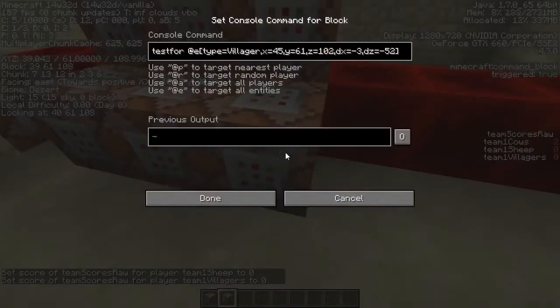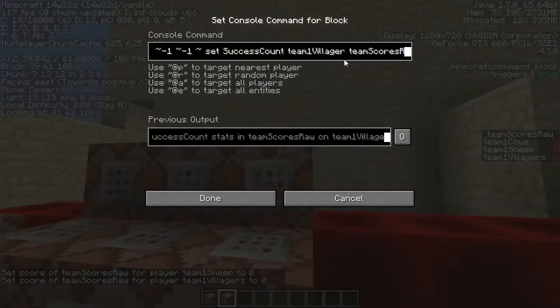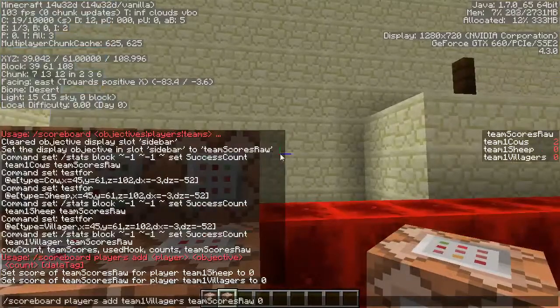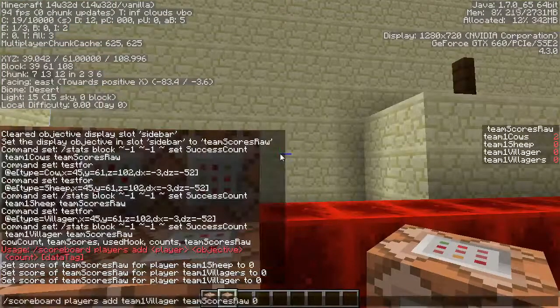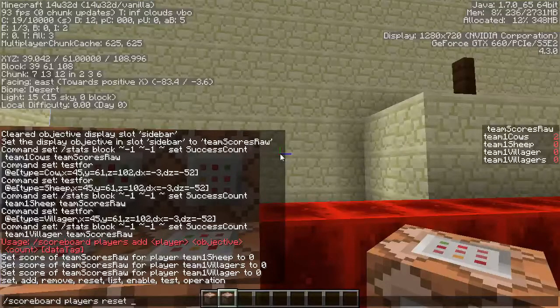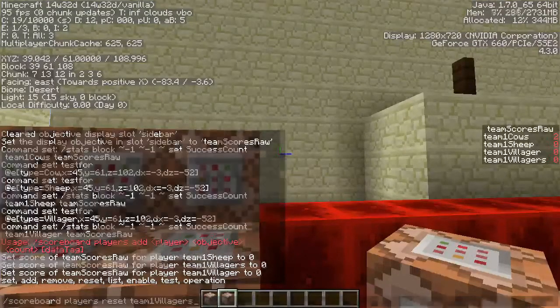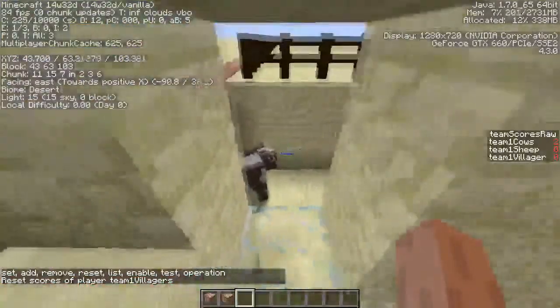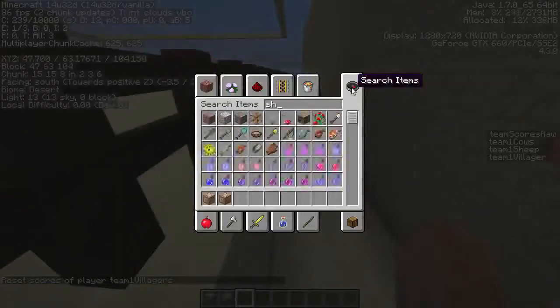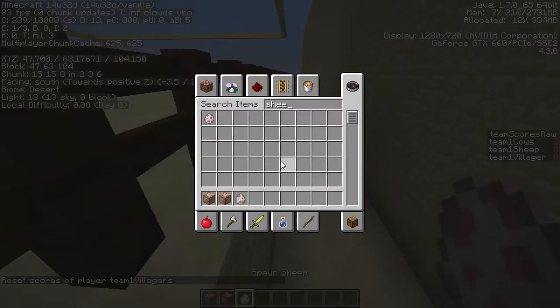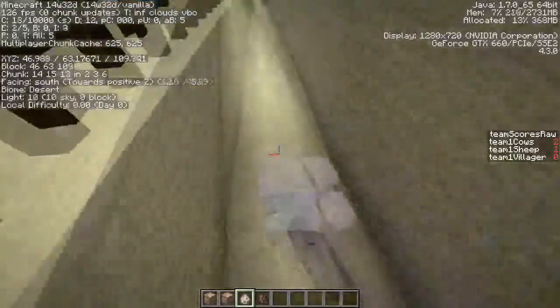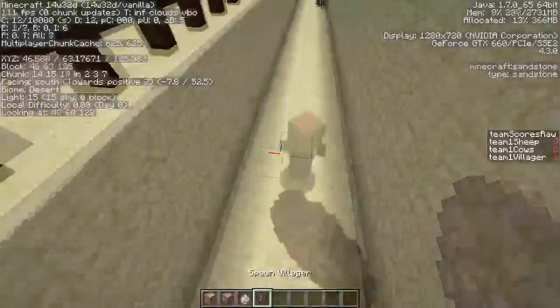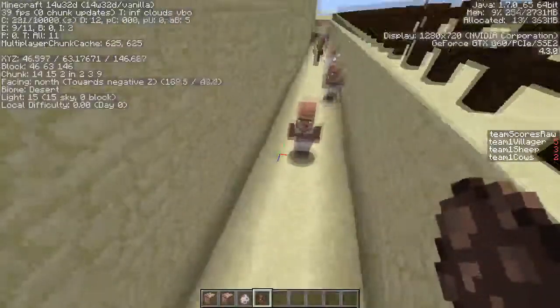Is it villager or villagers? It's villager. Messed up. Alright, so now I should be able to detect sheep and villager counts, at least for this area, which seems to work just fine.